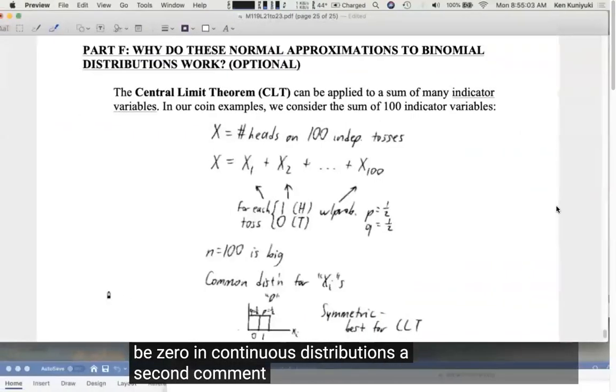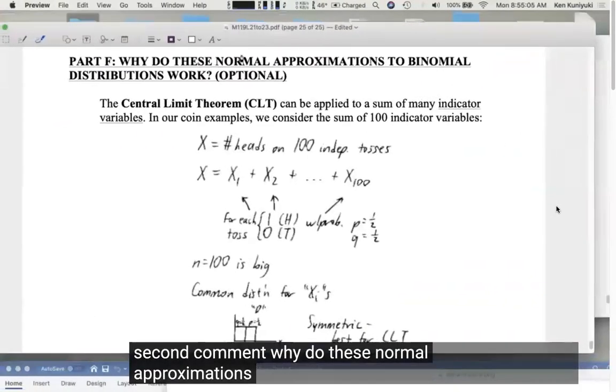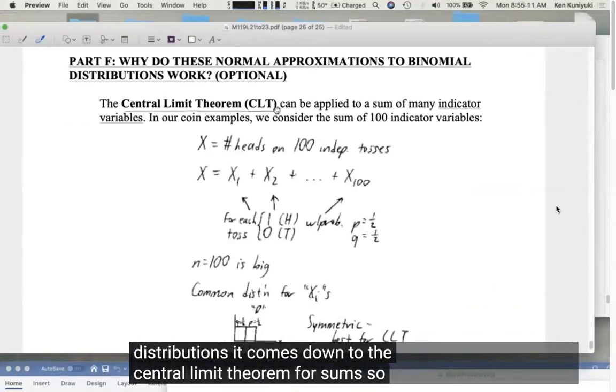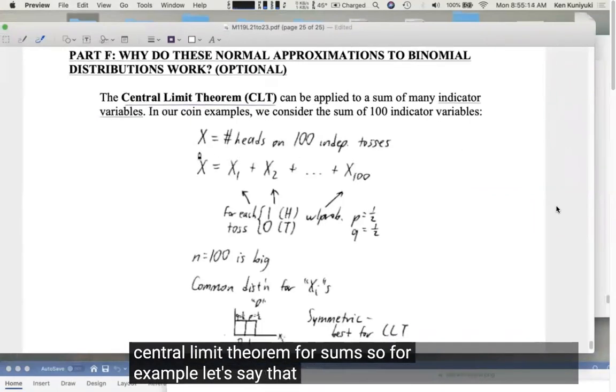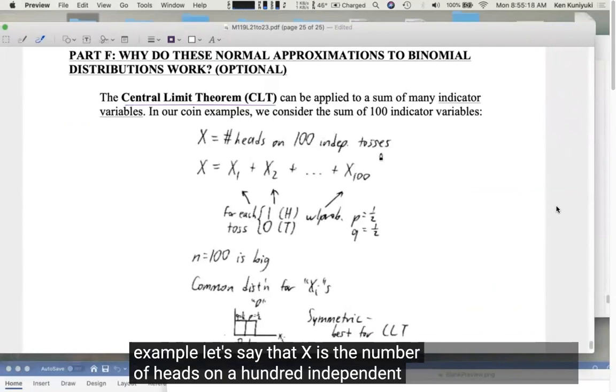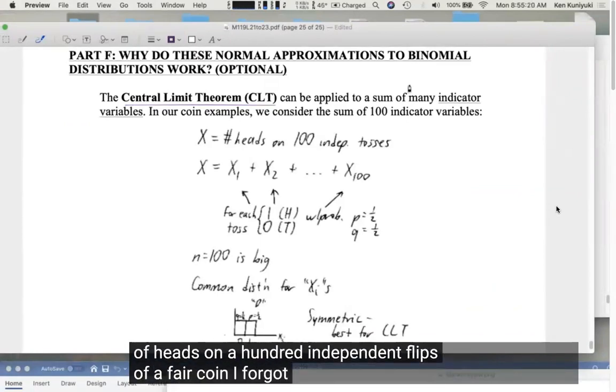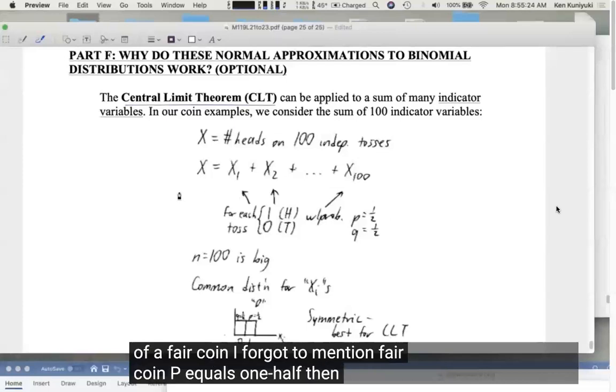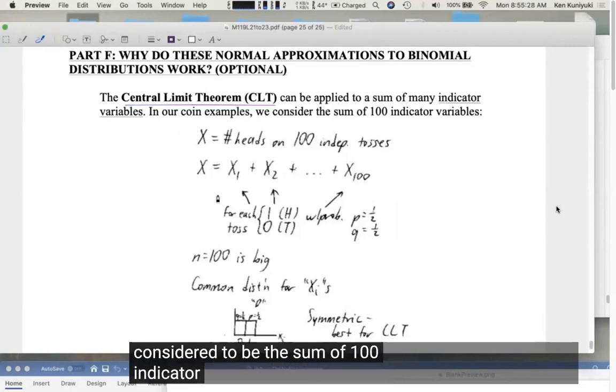A second comment. Why do these normal approximations work for binomial distributions? It comes down to the central limit theorem for sums. So for example, let's say that X is the number of heads on 100 independent flips of a fair coin. I forgot to mention fair coin. P equals 1/2. Then X can be considered to be the sum of 100 indicator variables.